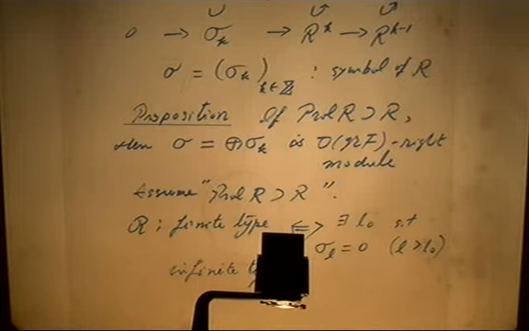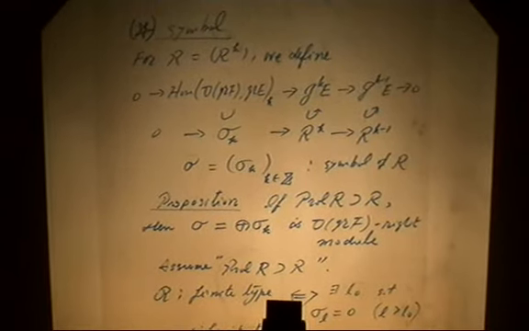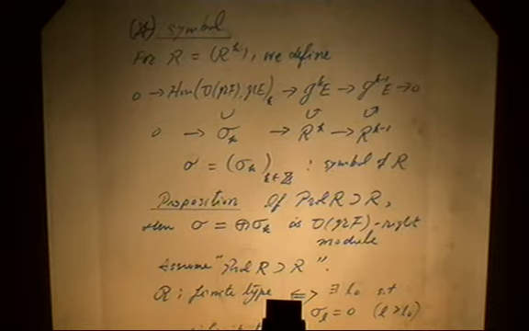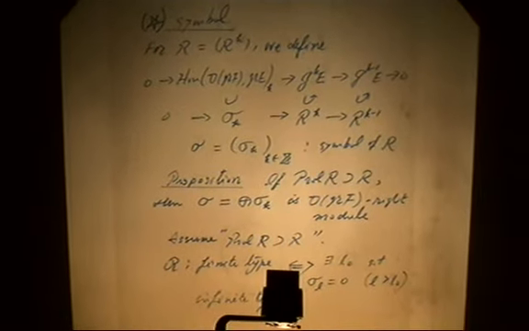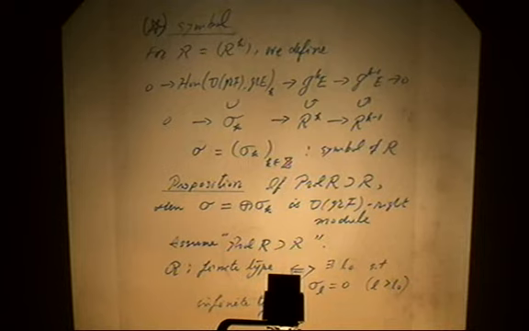Also, with differential equations, there is a big difference between finite type and infinite type. I say that if the symbol sigma vanishes at some order, then we say R is of finite type. Otherwise, it is called infinite type. And there is a big difference between finite type and infinite type.